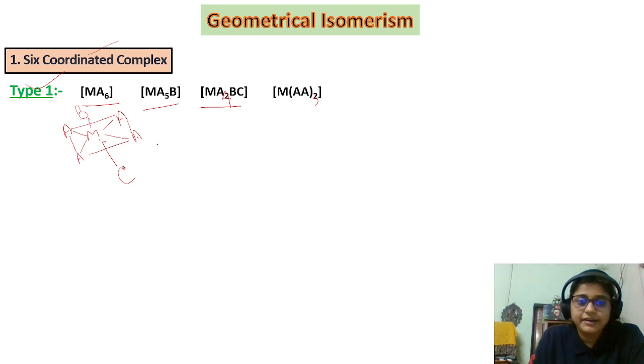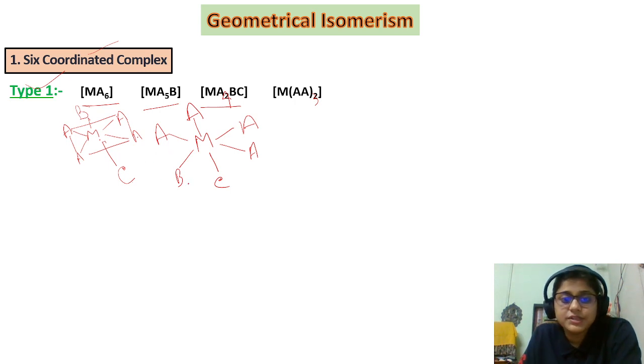It is trans, here. So another one will be M, A, A, B, C, A, right? So this is cis, this is trans. Okay. This is what we are drawing.